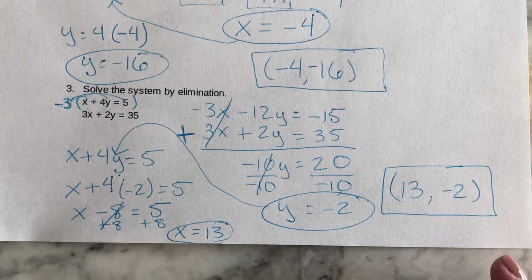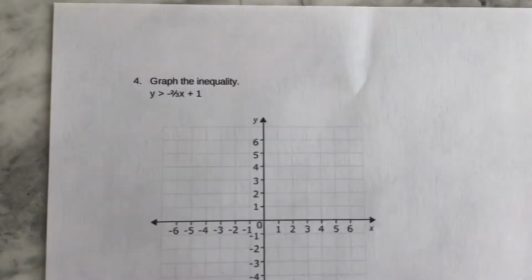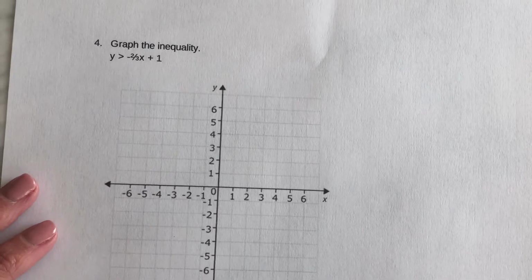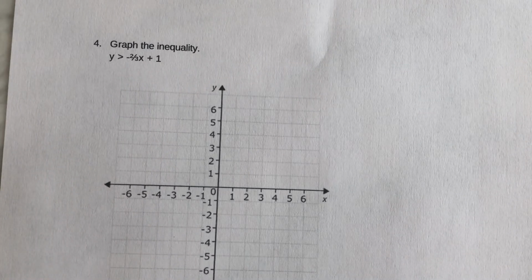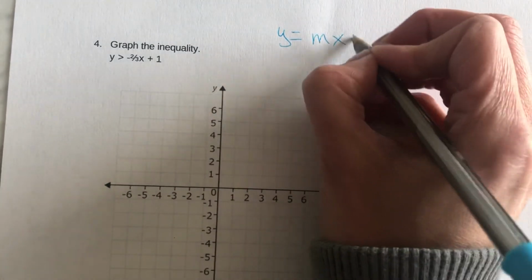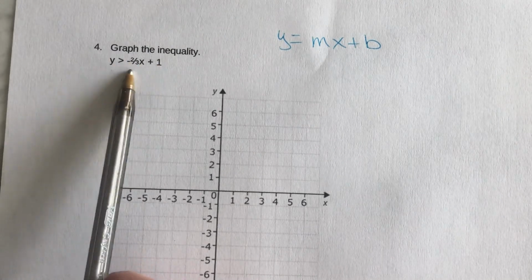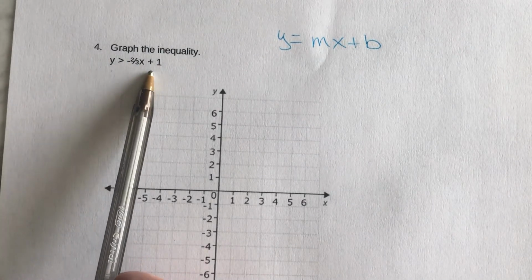All right, next we have graphing inequalities. So now we're going to look at inequalities. So you graph these inequalities just like you would if there was an equal sign. You're still wanting it to be in slope-intercept form, so mx plus b. So let's check it. It's already y by itself, so it's in the right form.